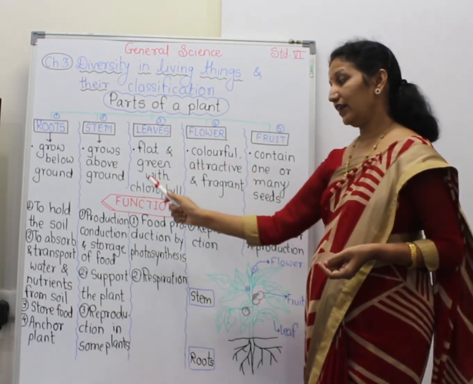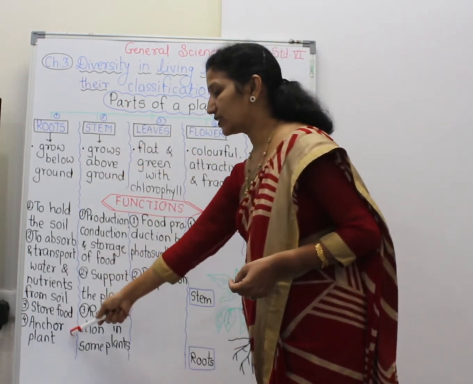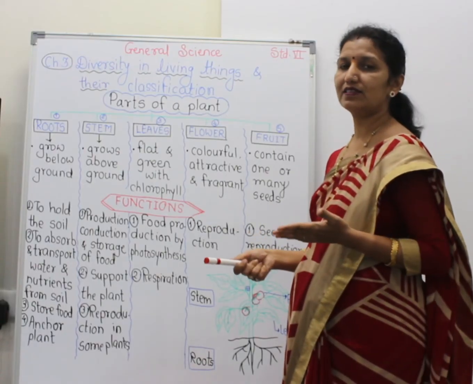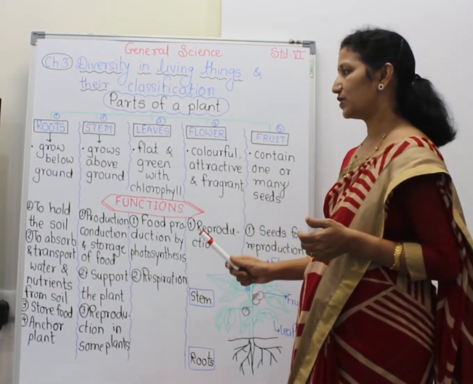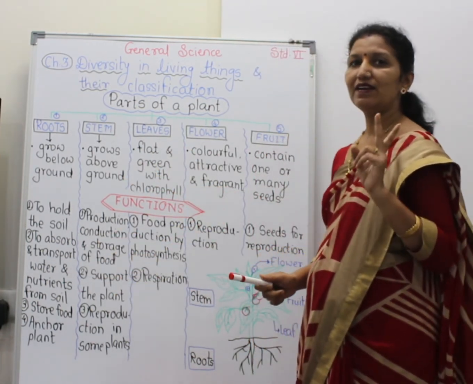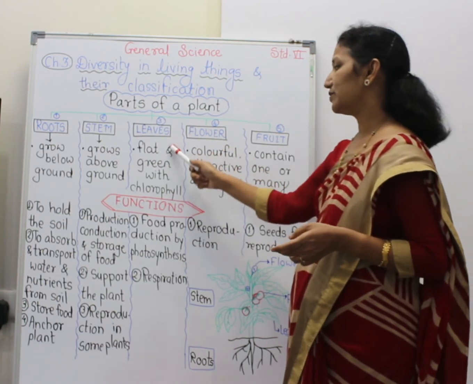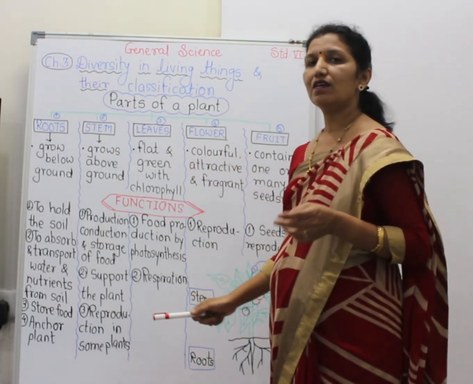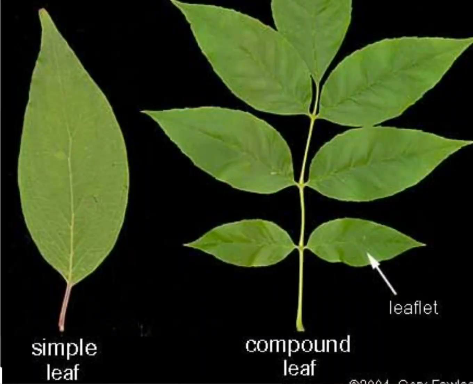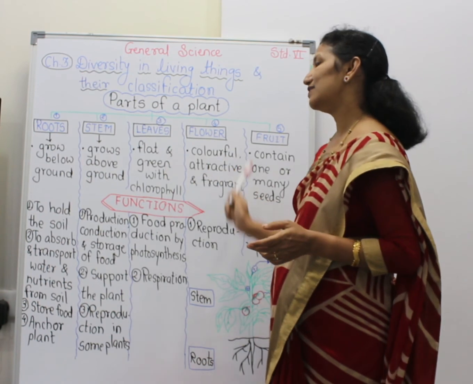Now, if we see the roots, there are two main types of roots, taproot as well as fibrous roots. There are again different additional types of roots, but the main types of roots are taproots and fibrous roots. Leaves also have two main types, simple leaf and compound leaf. In this way, we have studied them in detail.